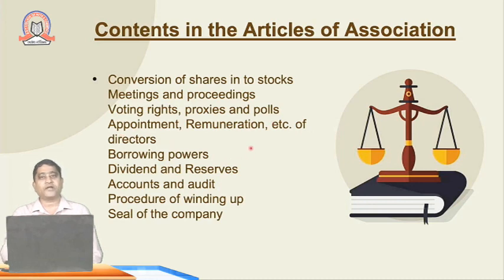The appointment and remuneration of the director, how much salary, how much remuneration, the process of appointment, the process of termination, removal, suspension, and the borrowing power of the directors also has to be mentioned in the article of association. The dividend and reserve account, the audit procedure and the winding up procedure should also be mentioned in the article of association. The article of association should also approve the type of seal the company would be using in future.